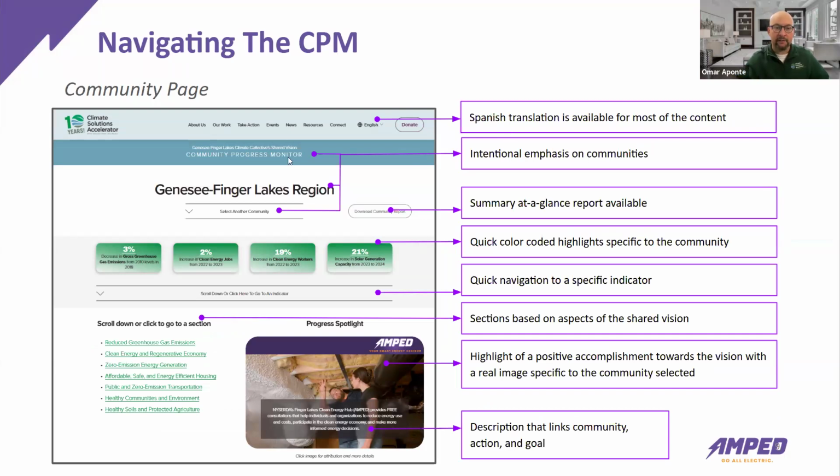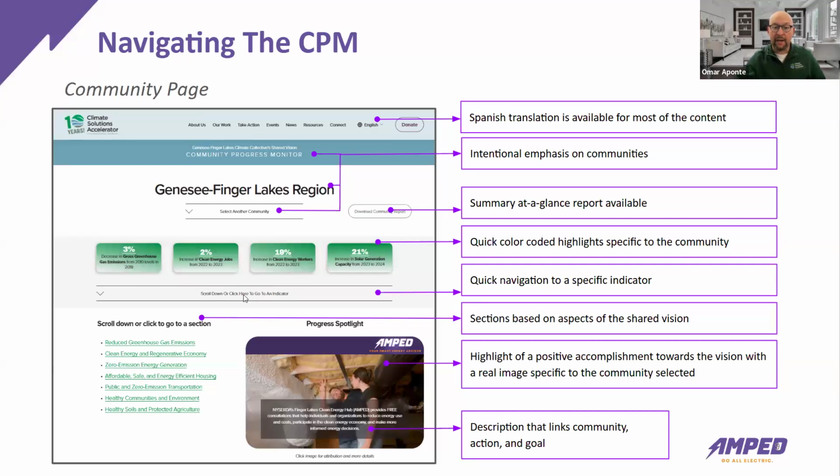Because it is a community page, you're gonna realize that we are focusing on that specific community. We have an at-a-glance report that you can download by clicking this button that you will find here. Then you will run into highlights. So 4 highlights, and they're color coded. If they're green, that means we're going in the direction that we consider positive. If they're red, then we're not going in that direction. And if they're gray, we're stable, with no movement.